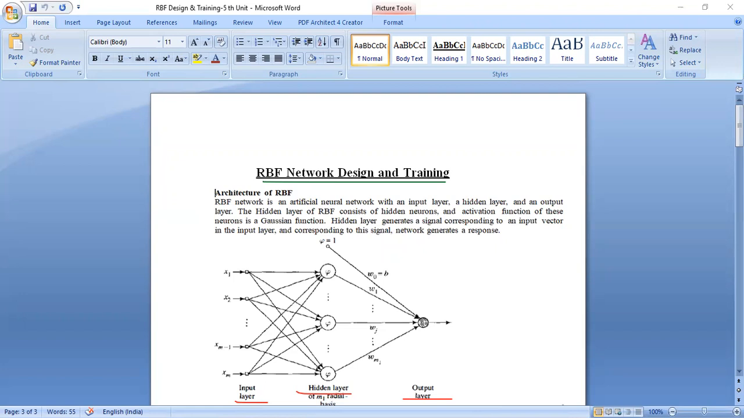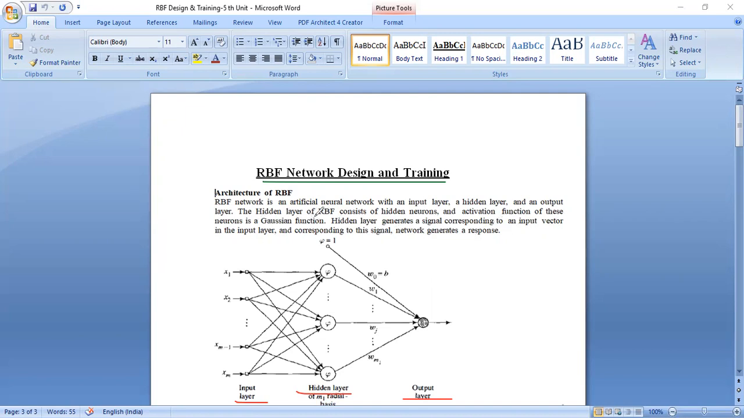This RBF network has only one hidden layer. Unlike the multi-layer perceptron, where we can use multiple hidden layers in that network, here you can use only one hidden layer. So the input layer, hidden layer and output layer.